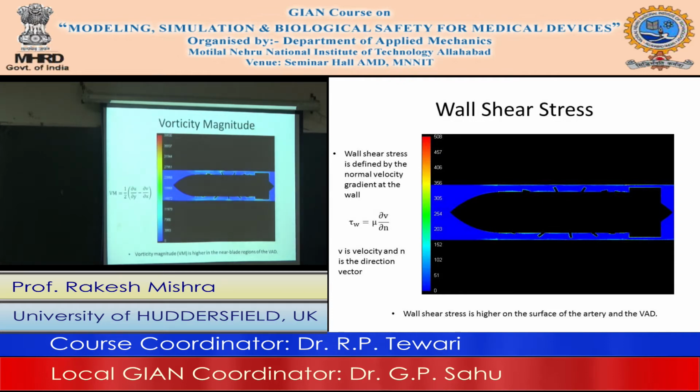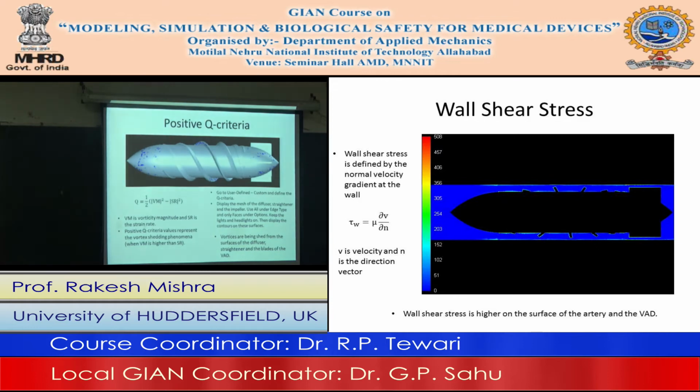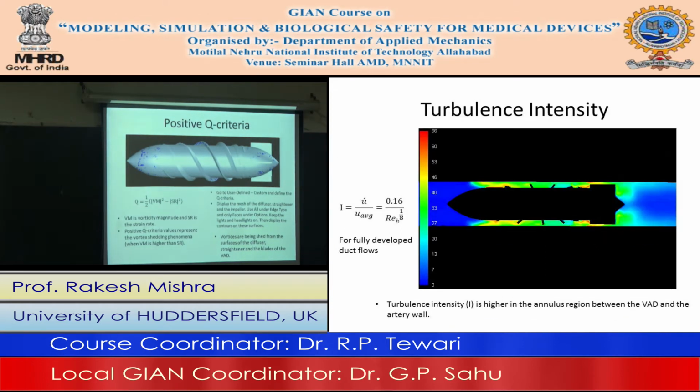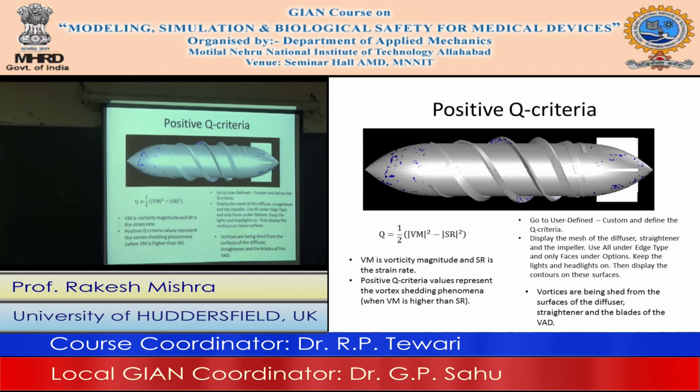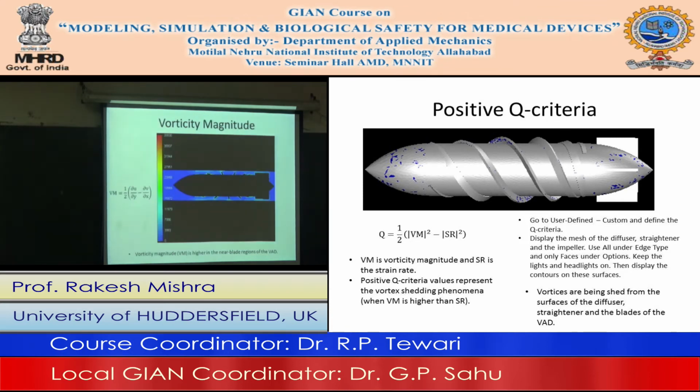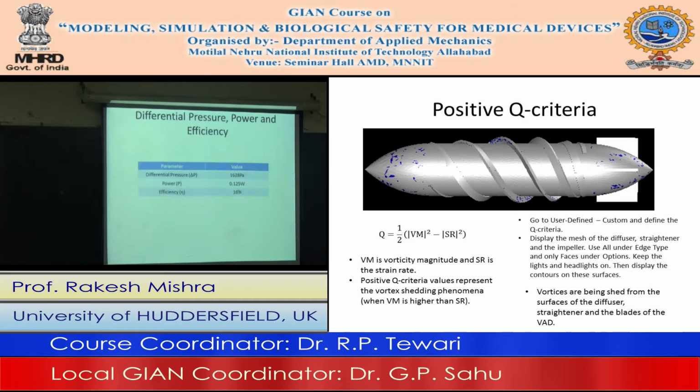Things like vorticity magnitude, rotation in the blood, and the positive Q criterion, which is defined as half of vorticity magnitude square minus the strain rate square, and if it is positive, it means the vorticity is higher than the strain rate, and this indicates the vortex shedding phenomena. So you can see where vortices can be shed, that you can see from this particular figure, and here vortices can form, and that can lead to a number of undesirable happenings, so that we can find here. So this is in general the performance analysis.